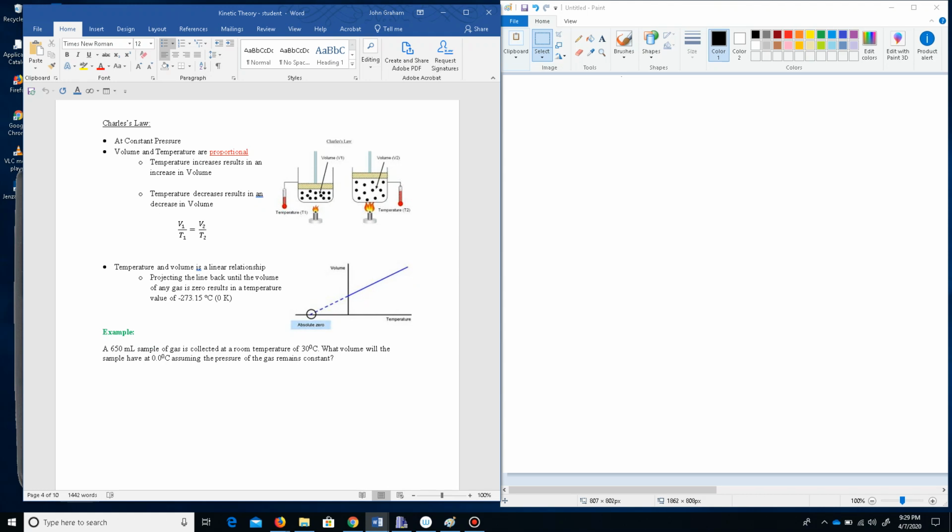The next law is Charles' law. I don't really expect you to know the names of these, just when it says constant pressure, constant temperature, what equations we're looking at. That's usually a little bit easier to remember. Charles' law is constant pressure.